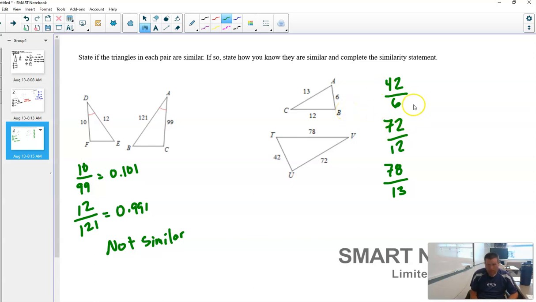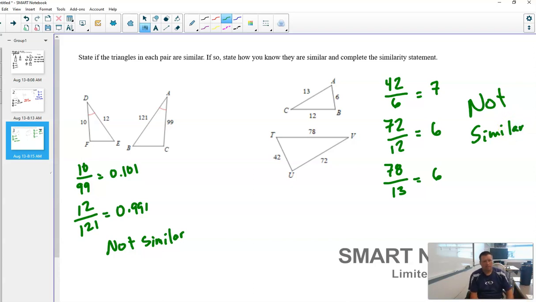Well, right here. So this one I get 7, right, and this one I get 6. So I don't even really need to check this last one, truth be told. This one does give me 6, but see how they're not all the same? So this is not similar, and if they're not similar, I don't need to write a similarity statement at that point in time. Okay? So that's what I'm looking for you guys to be able to do, is look at two figures and know if they are or not.